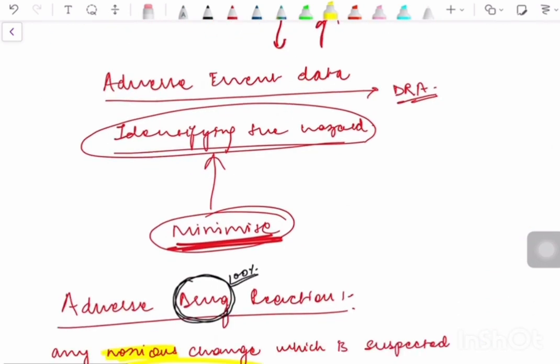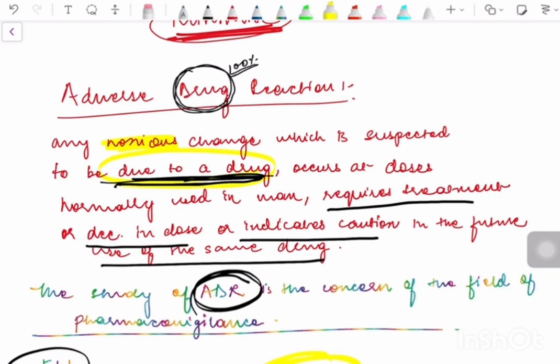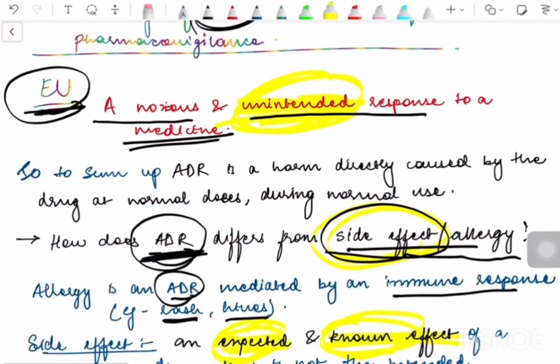Do we need to decrease the dose, or do we need to provide some kind of another treatment for that? So to sum up, ADR is a harm directly caused by the drug at normal doses. I am highlighting this language because these were the tricky questions. The interviewer will tell you that adverse drug reaction happens when you eat more than the expected dose. No, that will not come under adverse drug reaction.